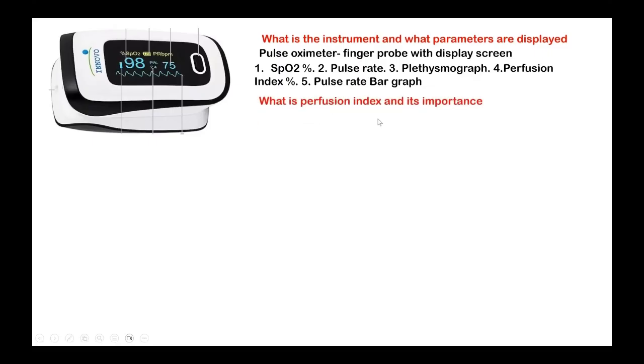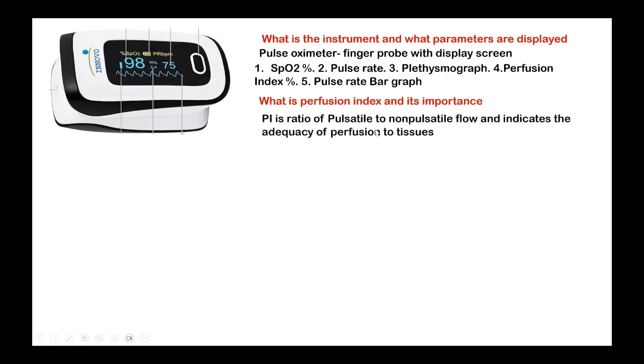And what is the perfusion index and its importance? Here it is written: pulsatile to non-pulsatile blood flow. It is the ratio of pulsatile to non-pulsatile flow and indicates the adequacy of tissue perfusion. Okay, so that is the important part. What is the normal value? Less than 1, sir. Up to 8%. It will be anywhere between 2 to 8%.